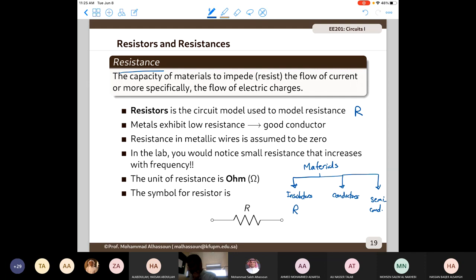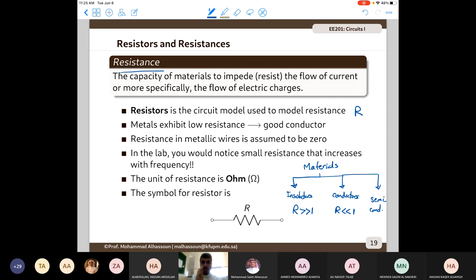So for insulators, insulators tend to have high resistance, so they will resist; they should insulate the electric current here. So R should be much, much greater than one. For conductors, usually R is much, much less than one. Conductors have free electrons, so these free electrons can contribute significantly to the current.